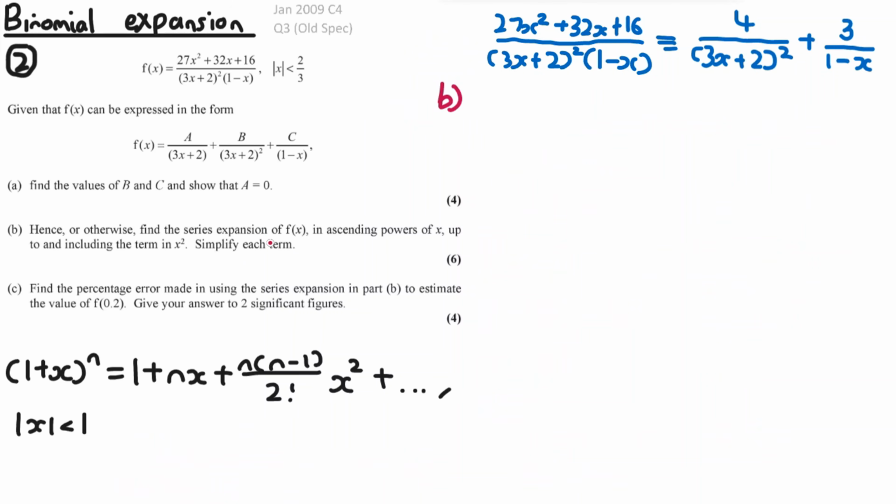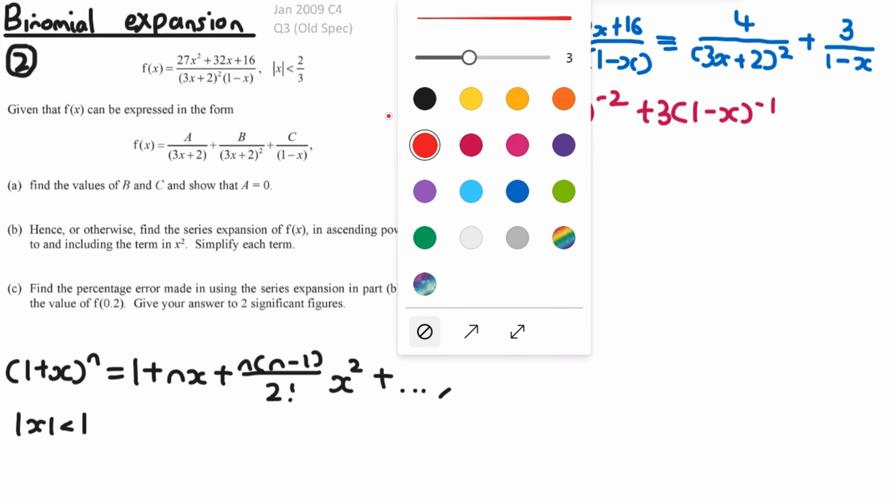So for part b, we need to expand f of x, and as we know, f of x is now equal to this, therefore we can do the binomial expansions of this. So let's rewrite this as 4, and I'm going to write this the other way around to get it more into this form here. So it's going to be 4 of 2 plus 3x to the power of minus 2, and then plus 3, and then it's 1 minus x to the power of minus 1 like this. So we have two brackets that we're going to need to binomially expand.